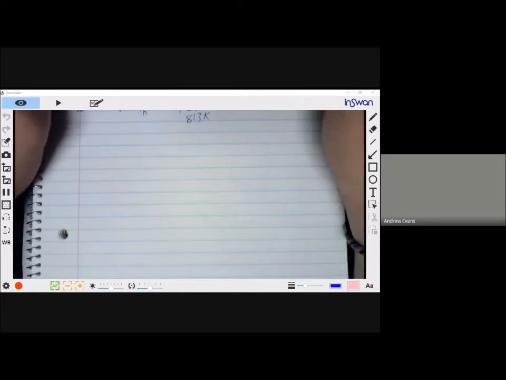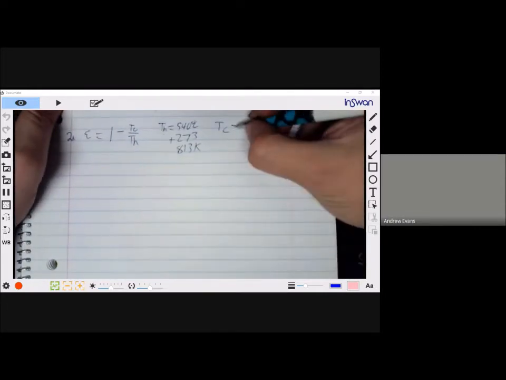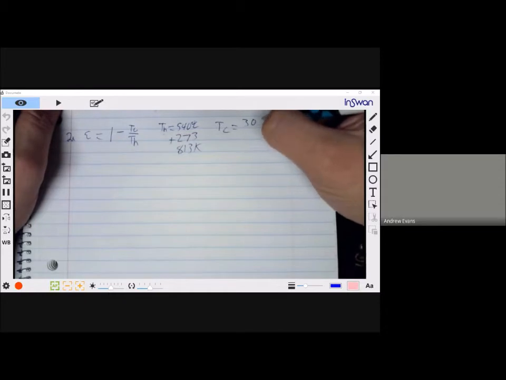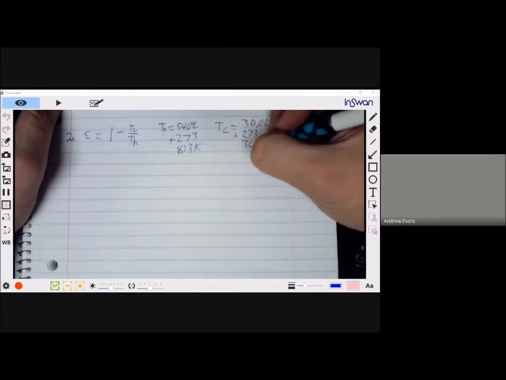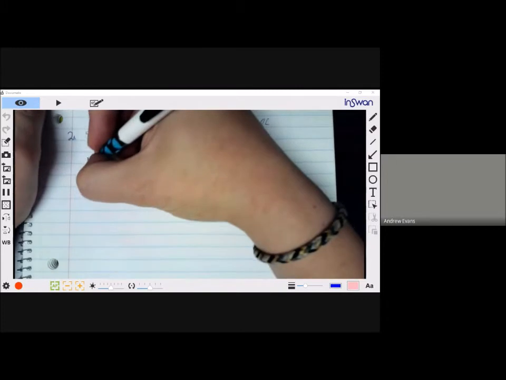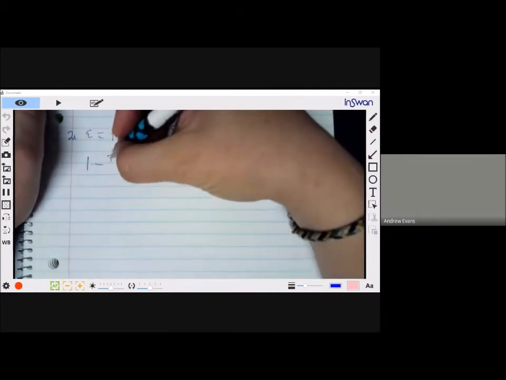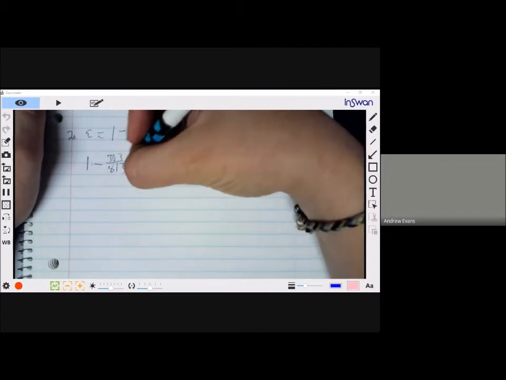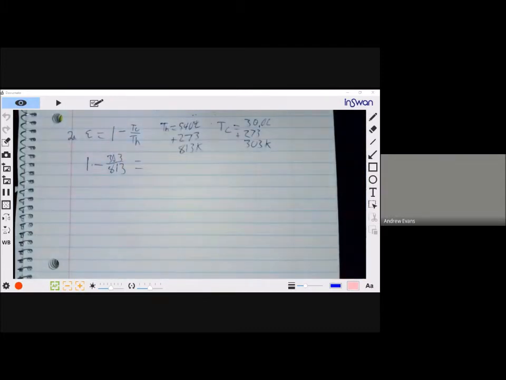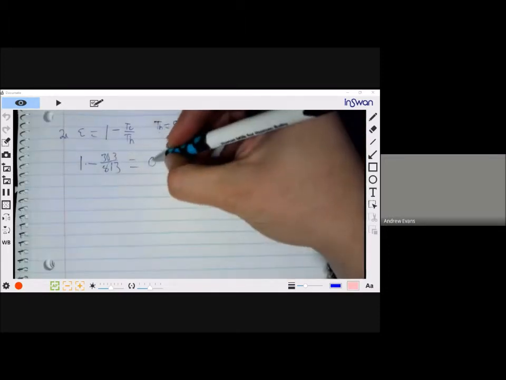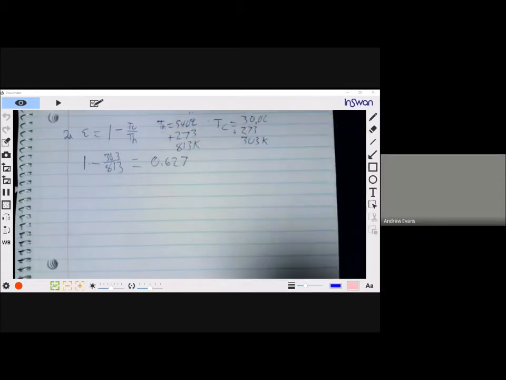T cold was 30 degrees C. Turning that into Kelvin, you have 303 Kelvin. So efficiency just becomes 1 minus 303 divided by 813. That would be an efficiency as a fractional percentage. Your efficiency is about 62.627%. So, not the best efficiency, but it's not bad.